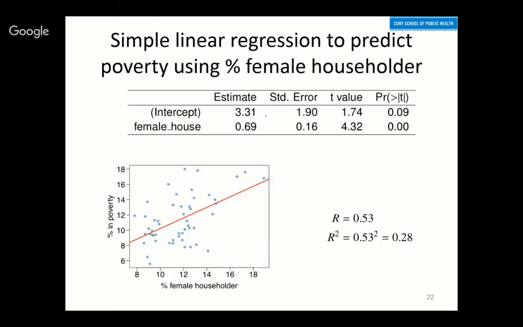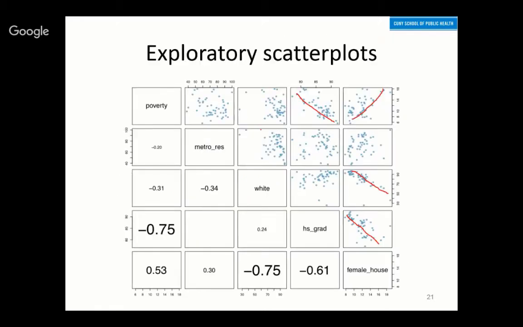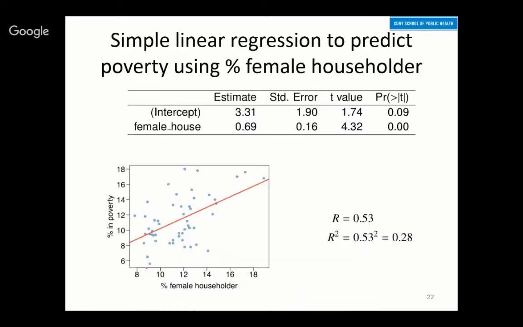Starting with a simple linear regression just for the percentage of female heads of household, we have a positive coefficient, and you'll notice it's not the same as the correlation. Remember the relationship between regression estimates and Pearson correlations. That last page was showing Pearson correlations, and this was poverty and female heads of household. This was 0.53, and here the estimate is 0.69.